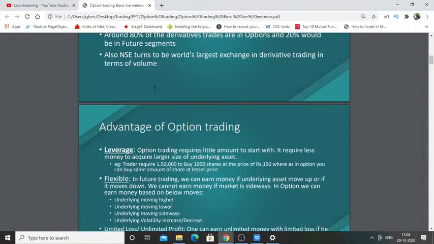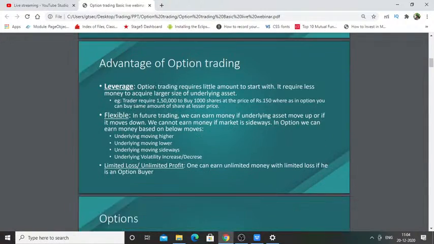Now, the advantages of option trading. The first advantage is leverage. Even if you have very limited capital, let's say just 5,000 or 10,000 rupees, you can start with option trading. That is the main advantage of option trading. In leverage, option trading requires only a small amount to start with.